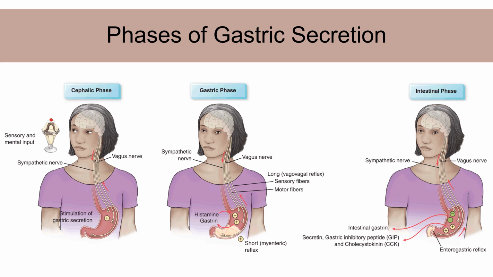Then the third phase, which is the intestinal phase, all of that food that we ate that's gotten broken down turns into what we call chyme, and that is going to stretch the duodenum. Okay, so this is the three phases of gastric secretion.